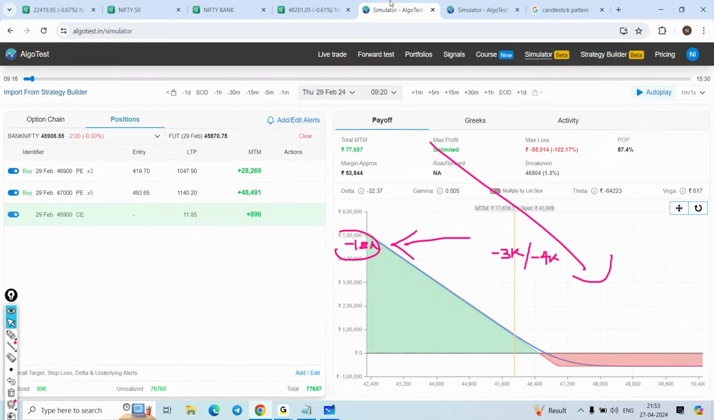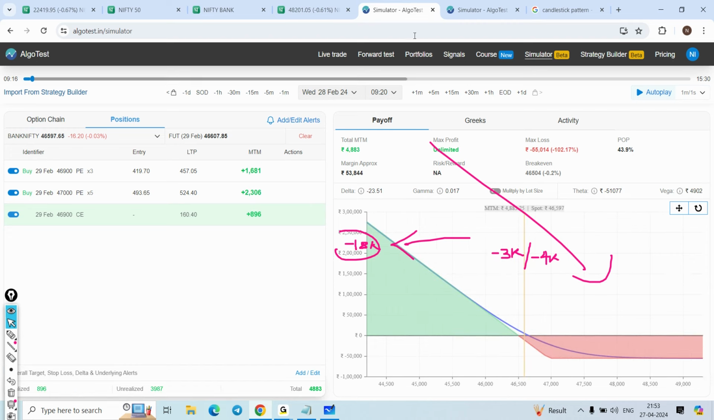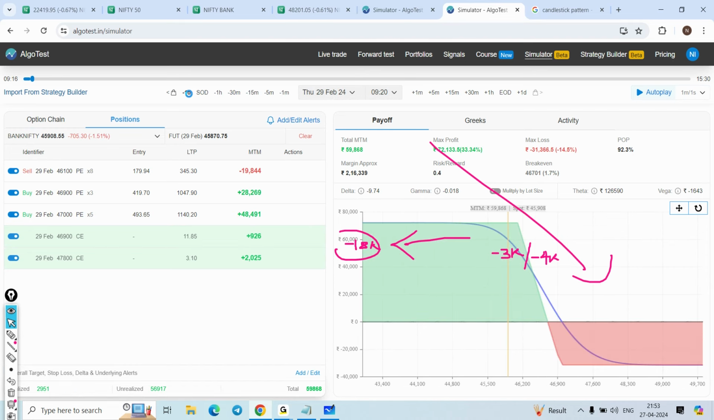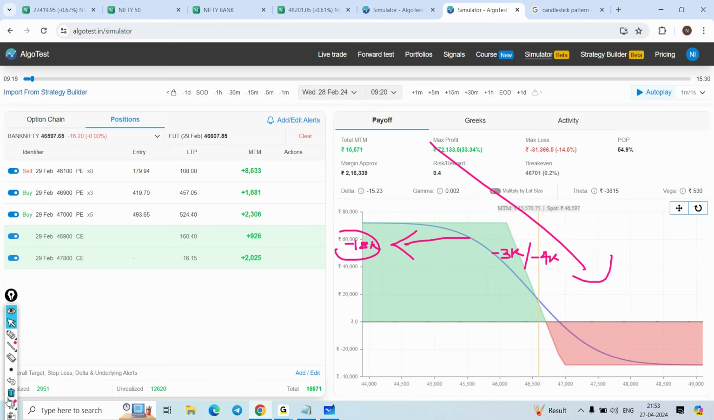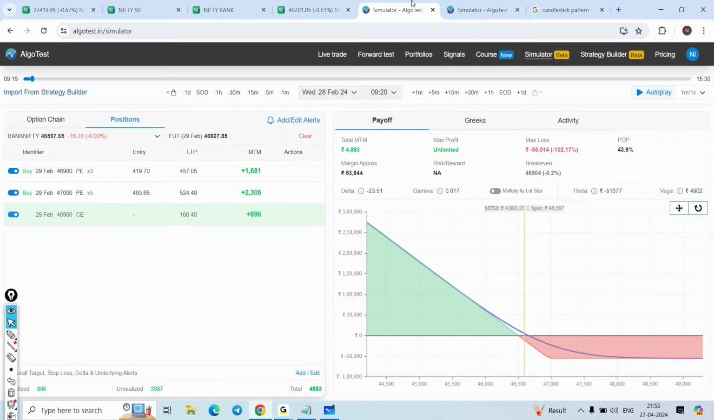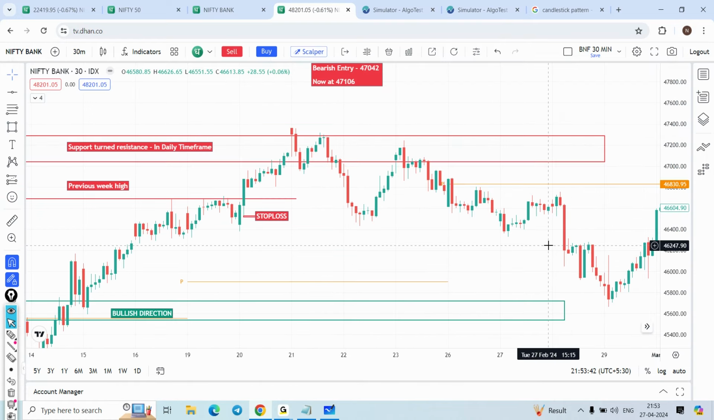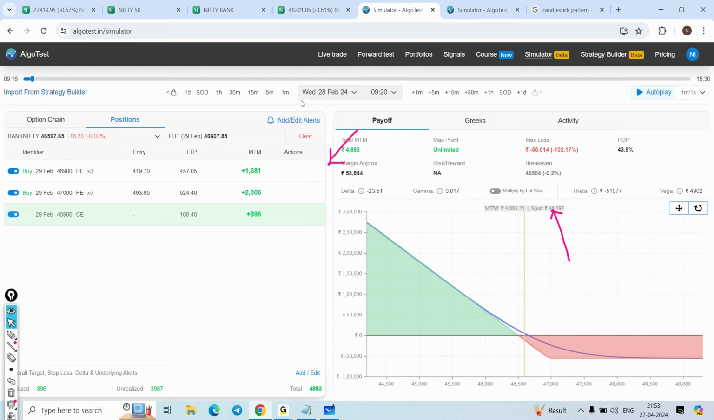Now if I go one day back, just see this. Wednesday morning, one day back. One day before the expiry, Wednesday morning, here, at this point, you have waited from 21st to 28th. How many days? 1 week waited, full 1 week of waiting, only 4,800 ka profit.